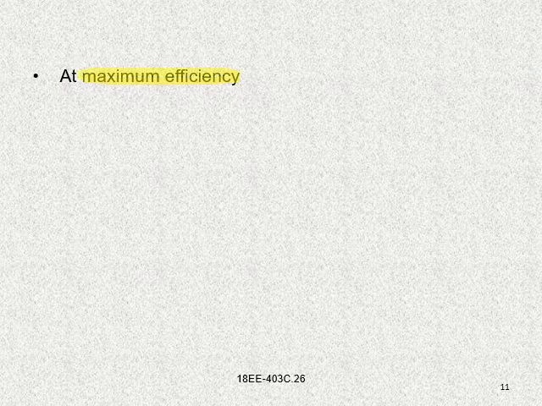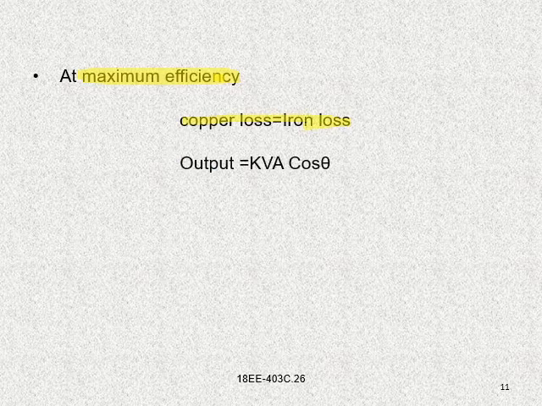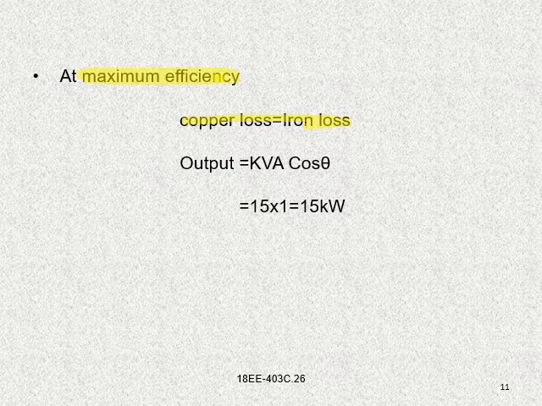Now we'll see the solution. So at maximum efficiency, he just gave us the maximum efficiency condition. The reason is that we need to understand that the iron losses and copper losses are same. See here, the copper losses and iron losses are same. So the output is equal to kVA into cos phi. Since the load kVA at maximum efficiency is 15 kVA with unity power factor, kVA into cos phi gets the kW. So 15 into 1 gets 15 kW.